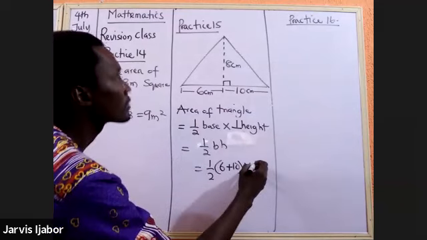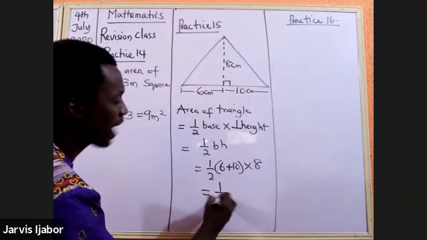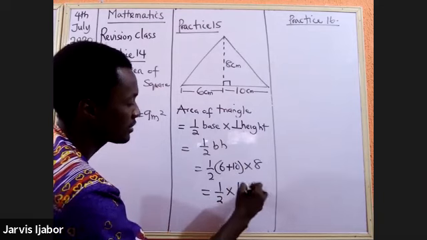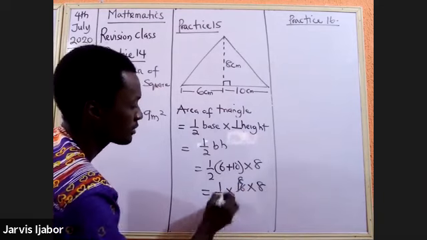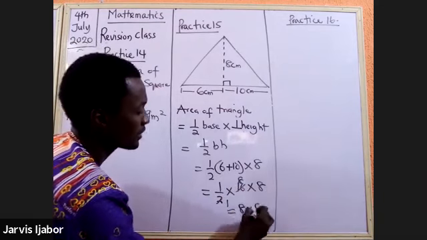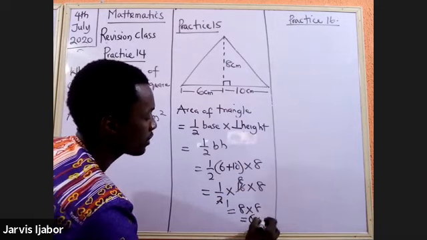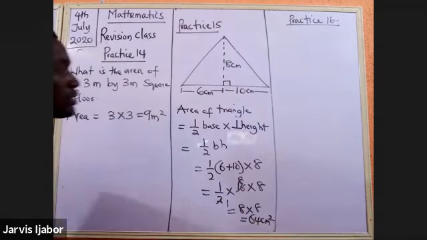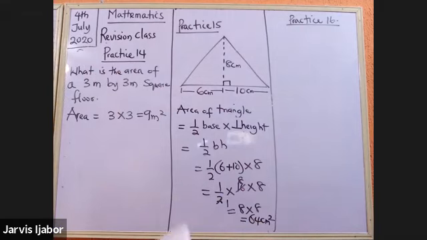So times 8. This will give you half times 16 times 8. Half of 16 is 8, so that will be 8 times 8, and that will be what? 64 centimeters squared. So the area is what? 64 centimeters squared.